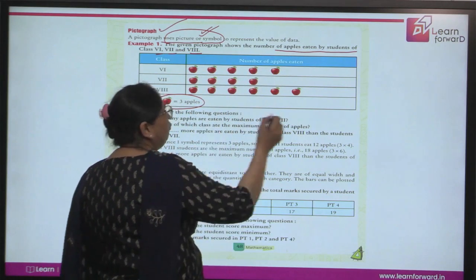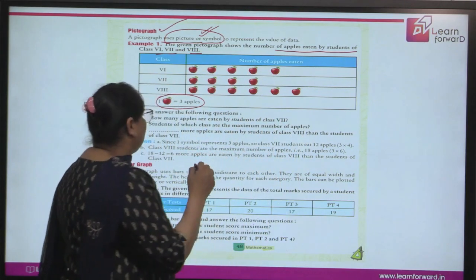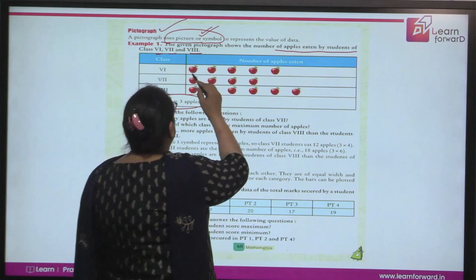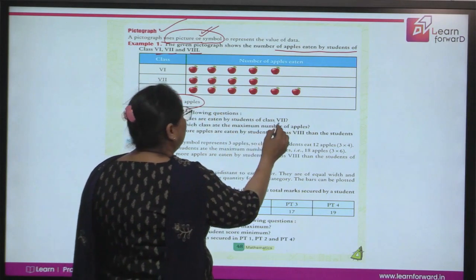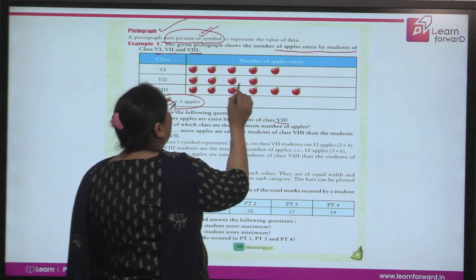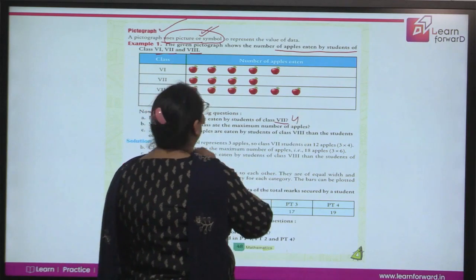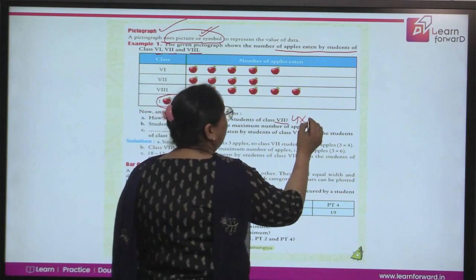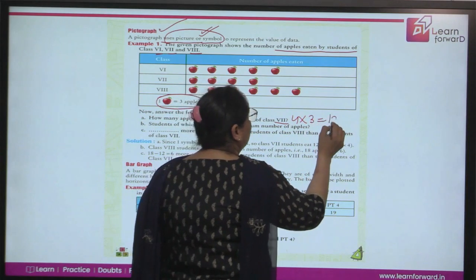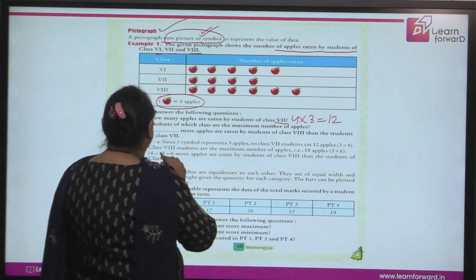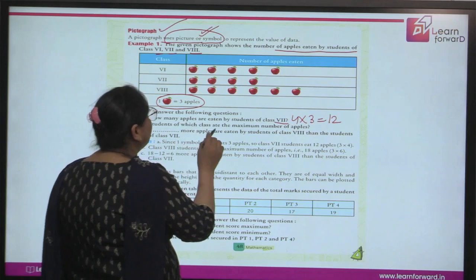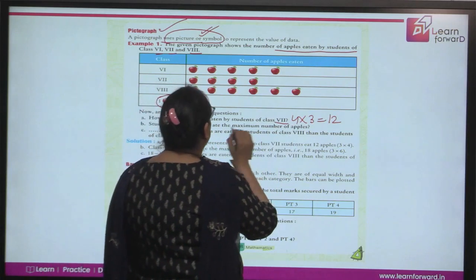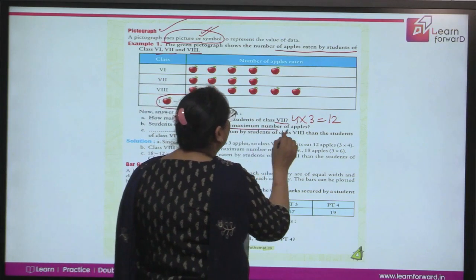5 into 3, 15 apples are eaten. In class 7, 1, 2, 3, 4 apples are eaten. So, 4 into 3, total 12 apples are eaten. Again, students of which class ate the maximum number of apples?